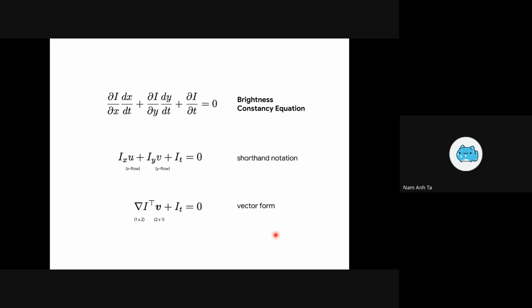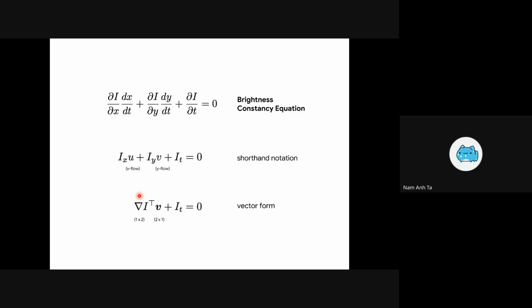There are actually different ways to write the brightness constancy equation. The second form here is the most common shorthand. In here, the Ix and the Iy are the image gradients in the x and the y direction. The It is the change in the brightness over time. And the u, v here is the optical flow vector that we want to solve, representing the velocity of each pixel.